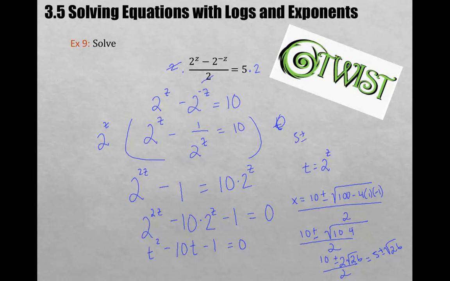5 plus or minus the square root of 26 equals 2 to the power of z. So log base 2 of 5, can you subtract the square root of 26? The square root of 26 is going to be bigger than 5, right? So I'm not going to be able to subtract it. So it's going to be log base 2 of 5 plus root 26 equals z. Amazing.